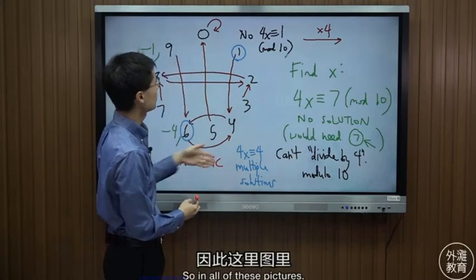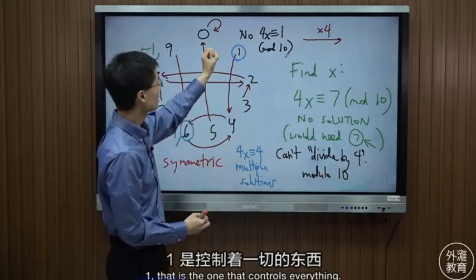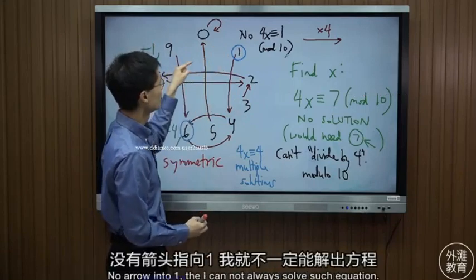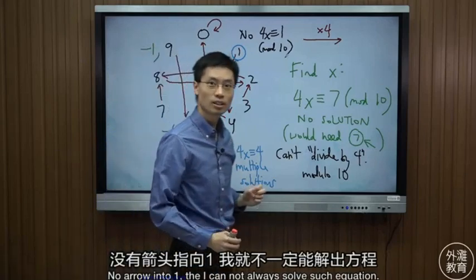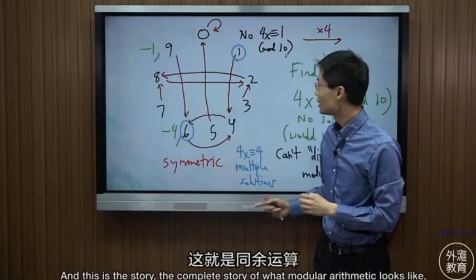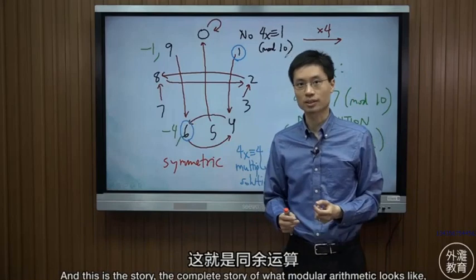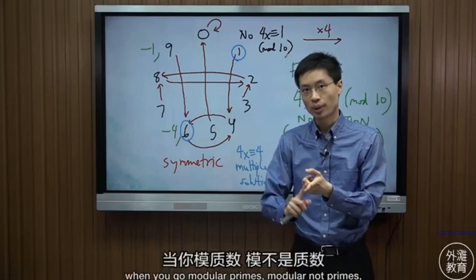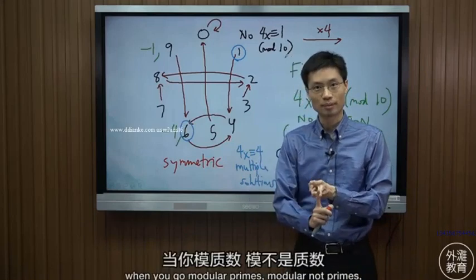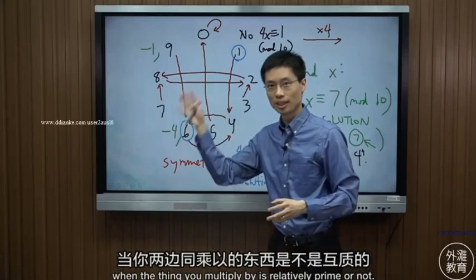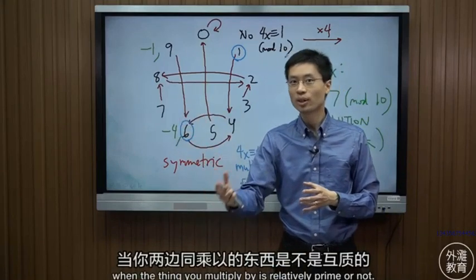So in all of these pictures, 1 is the one that controls everything. If there is no arrow into 1, then I cannot always solve such an equation. And this is the complete story of what modular arithmetic looks like when you go modulo primes, modulo not primes, when the thing you're multiplying by is relatively prime or not.